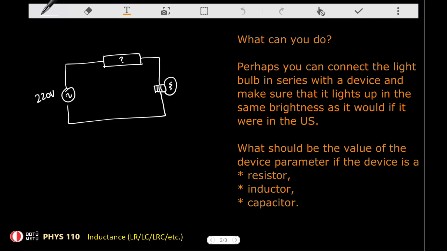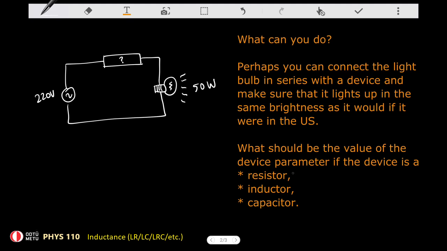So what can you do? You can connect this light bulb to another device and then connect these to the wall plug. If you choose the parameters of that unknown device correctly, then you can perhaps use your light bulb with the same power. So somehow choose this device in the best possible way so that your light bulb here uses 50 watts of power.